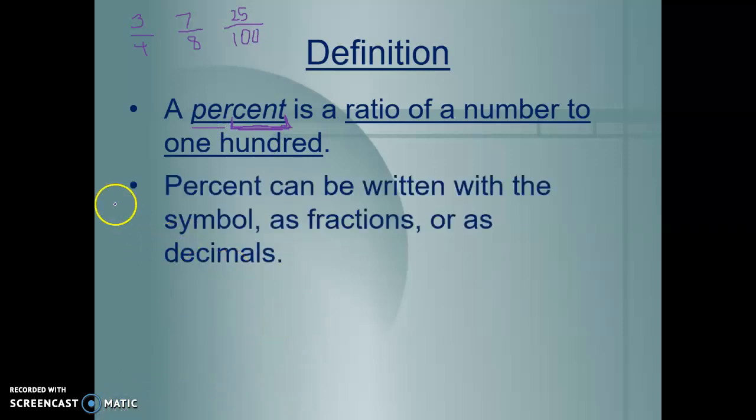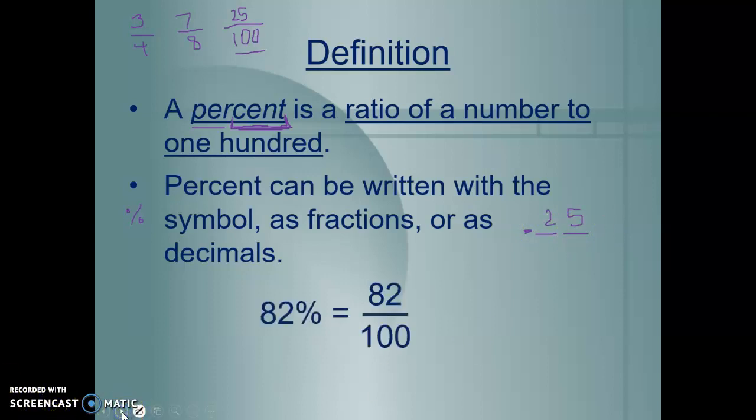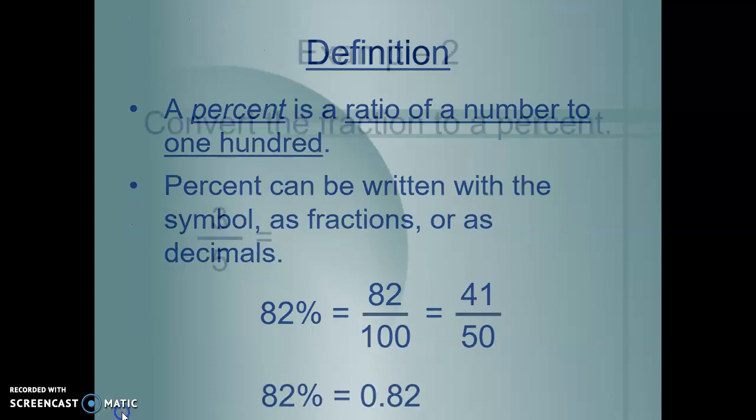Percents can be written with the percent symbol, which you are probably familiar with, as fractions like we see up here, 25 out of 100, or as decimals, because these are parts of 100. Those are hundredths, and our hundredths place is right here, 2 decimal places. So 25 out of 100, or 25 hundredths, or 25% looks like that as a decimal. 82% can be written as 82 over 100, which can be reduced to 41 over 50 as a fraction, and as a decimal is written as 0.82, 82 hundredths.